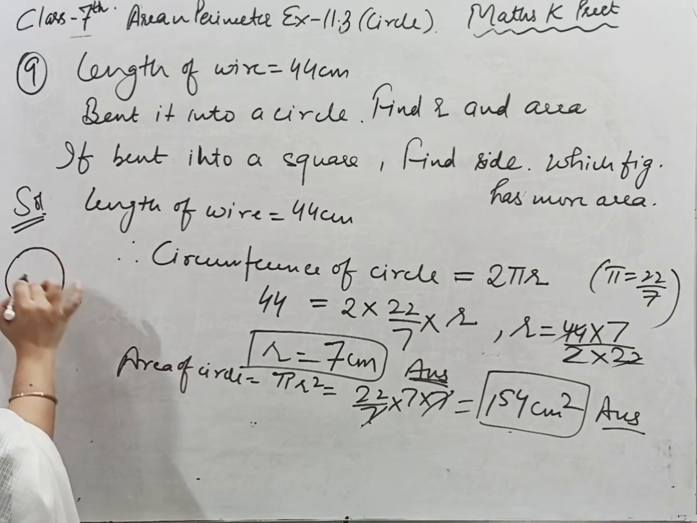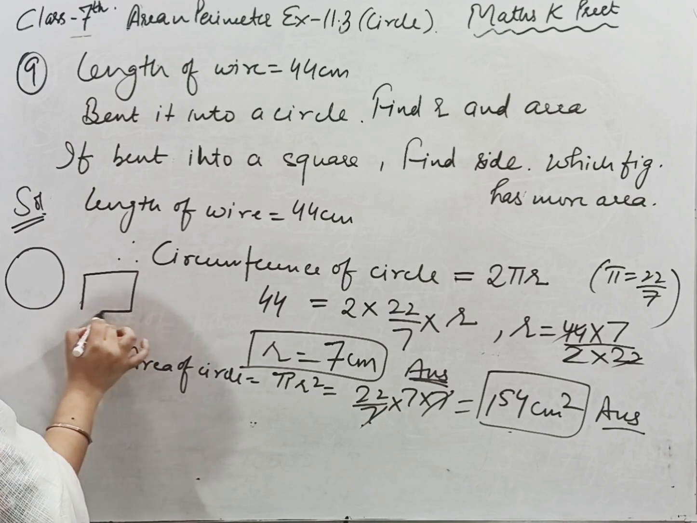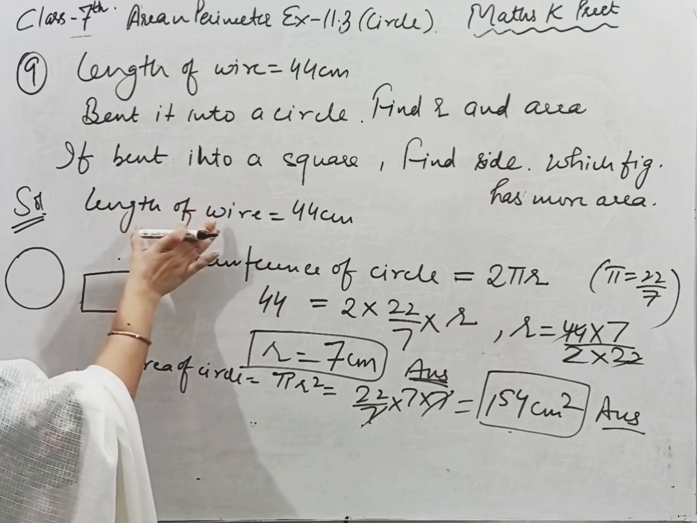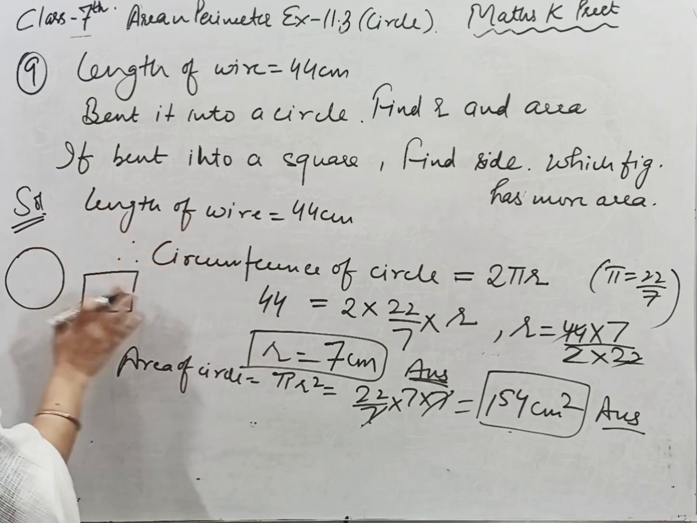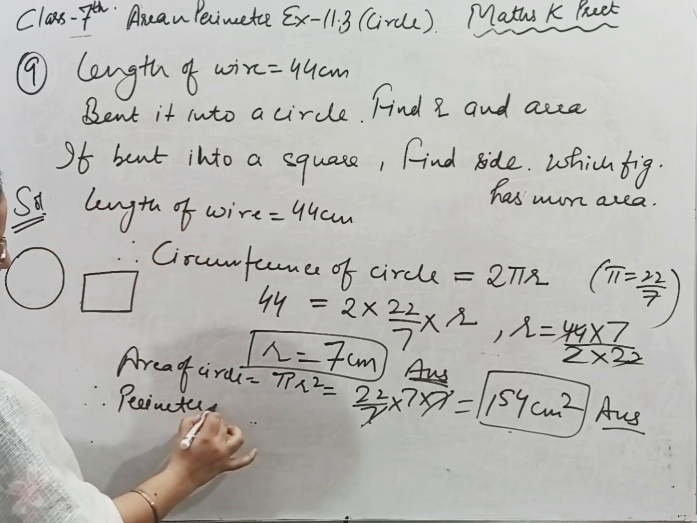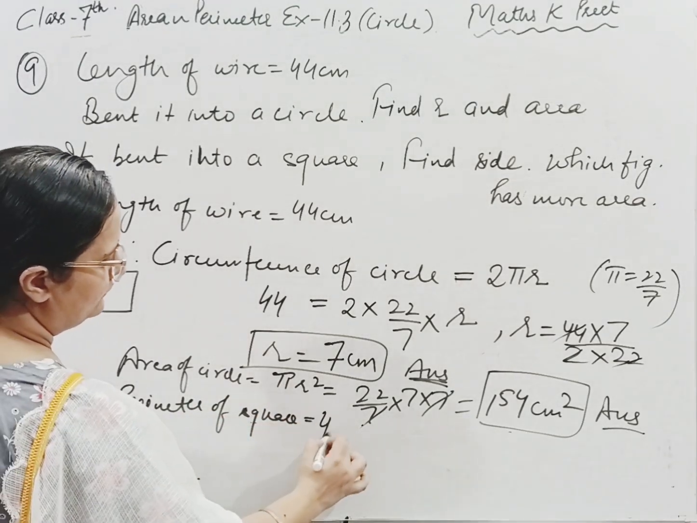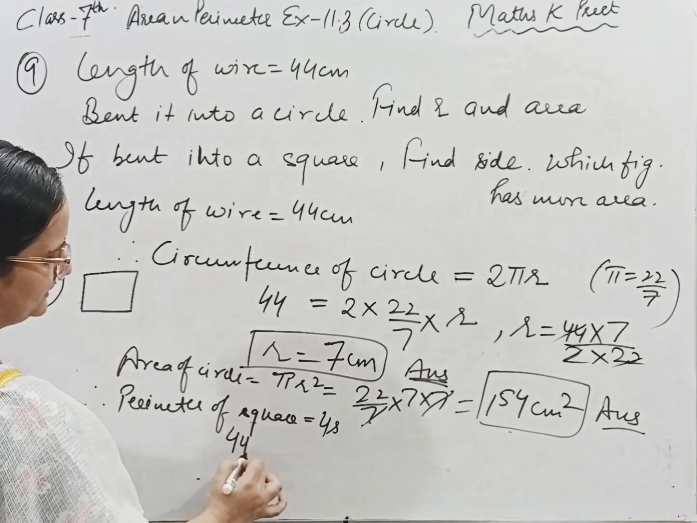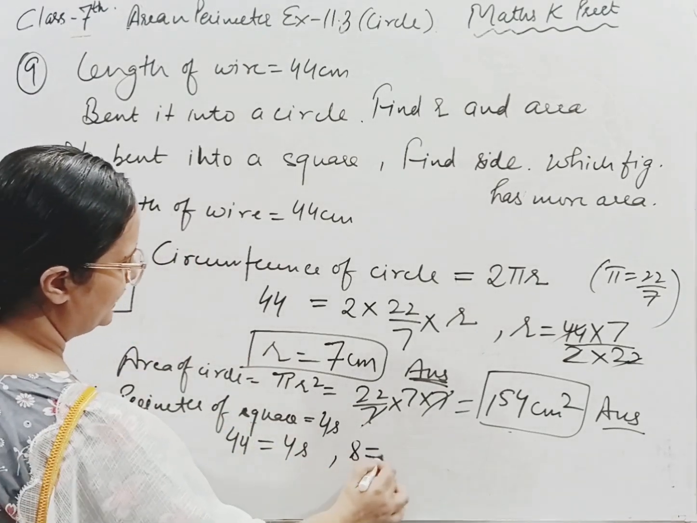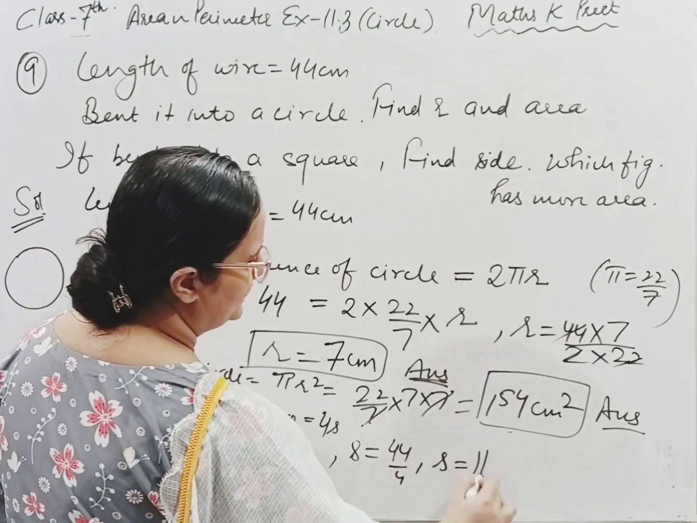When we have a wire, we are making a square out of it and a circle out of it. That means we are using the same length of the wire. If we are using the same length of wire, that means the perimeter is the same for both figures. Therefore, the perimeter of the square is, what is the formula? 4s. The perimeter or length of the wire is 44. So from here I am getting 44/4, that is s equals 11 centimeter.